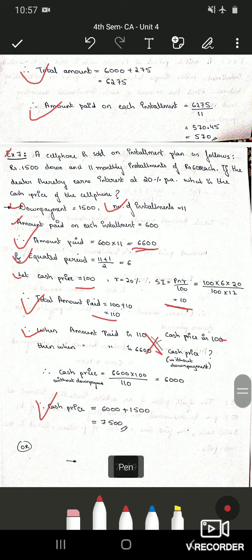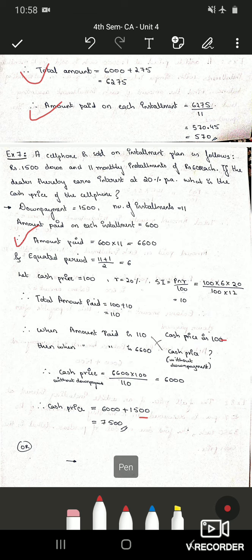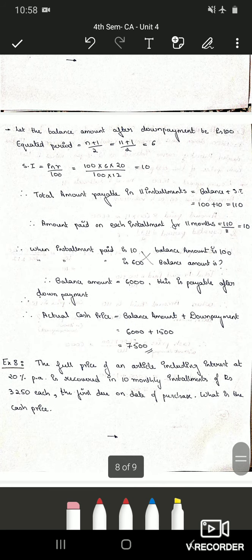Now for the total cash price, you have to add the down payment also, because you are paying that amount also, right? So it is 6,000 plus 1,500, which is 7,500. So in this question the cash price was unknown. What we did: first we found out the amount paid for 11 months or in 11 monthly installments. We found the equated period. We assumed the cash price to be 100 and found out simple interest. Then we got to know the total amount paid. With this we found out the cash price without down payment. For that we have added the down payment to get the final answer.